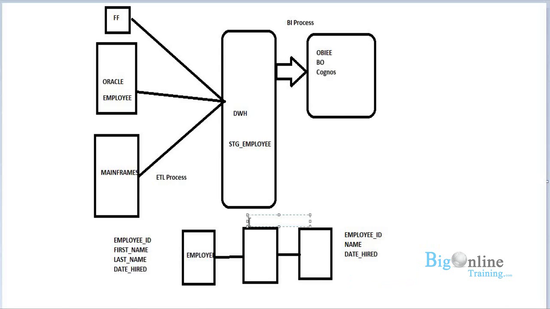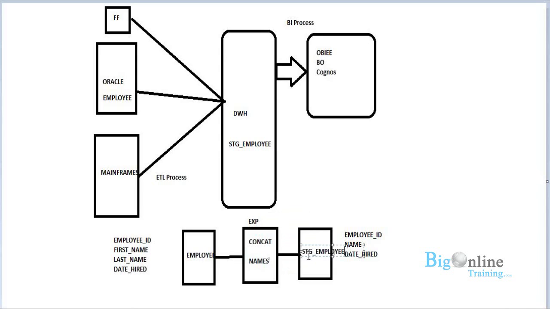I'm giving you a simple example of how it will be. Assume that there is a transformation called an expression transformation, which will concatenate both the names. This is the program they have developed and the data is being loaded. So this is an ETL program, and this is how the data is flowing from the employee table.